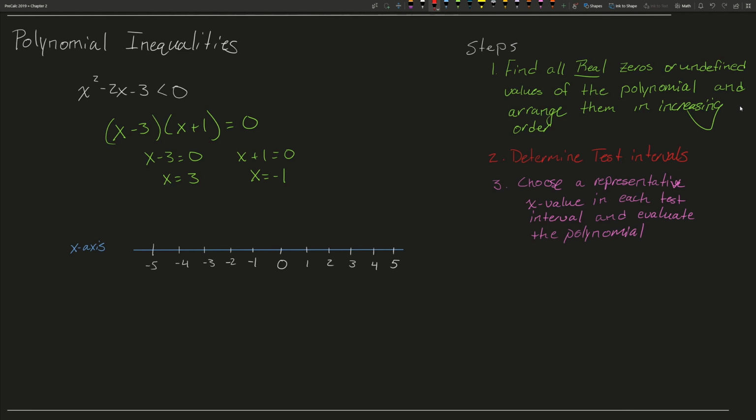The next thing we have to do is to determine the test intervals. These two factors split the x-axis into 3 separate sections. One where x is greater than 3, one where x is less than negative 1, and then everywhere in between. So this essentially determines our test intervals for us. It's everything up to x is equal to negative 1, everything between negative 1 and positive 3, and then everything after positive 3. Then we have to choose a representative x value in each test interval and evaluate the polynomial.